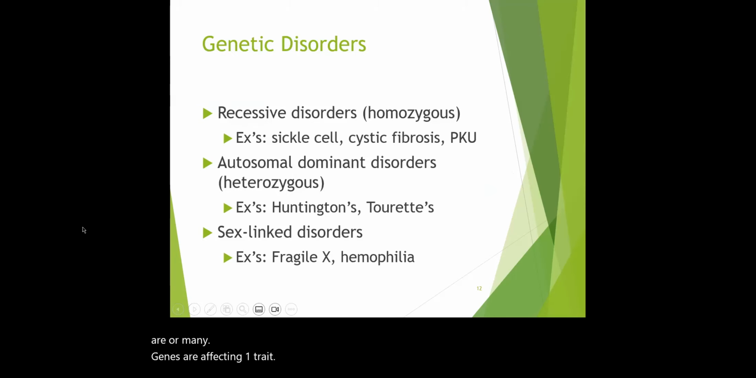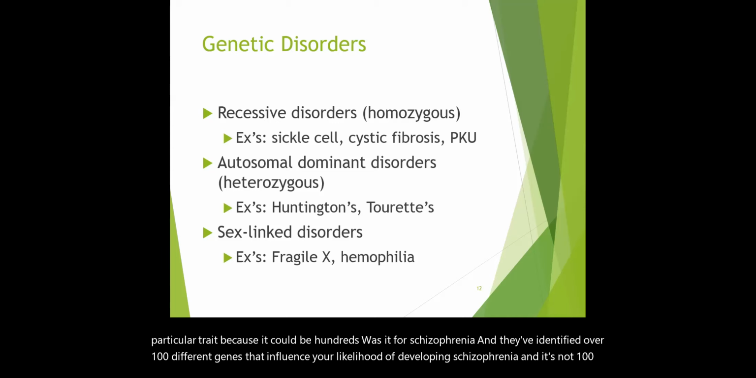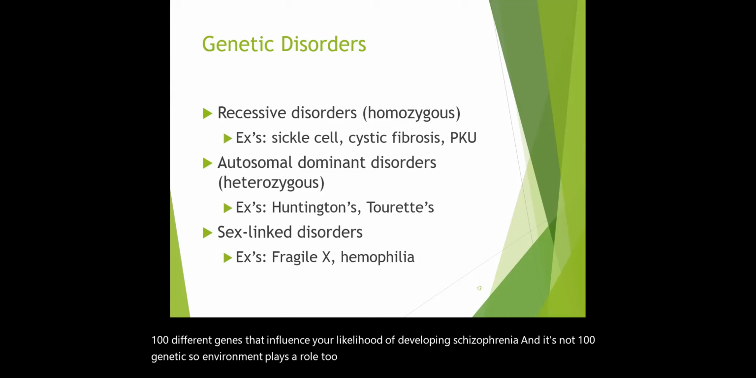Which is why it can be difficult to study traits, especially when we're talking about how traits are passed down and which genes cause a particular trait, because it could be hundreds. Was it for schizophrenia? They've identified over 100 different genes that influence your likelihood of developing schizophrenia. And it's not 100% genetic. So environment plays a role too. So we also have all those environmental factors. So it can get pretty complicated.